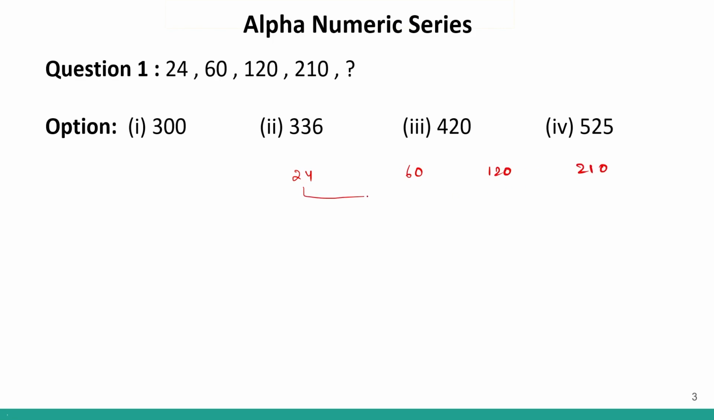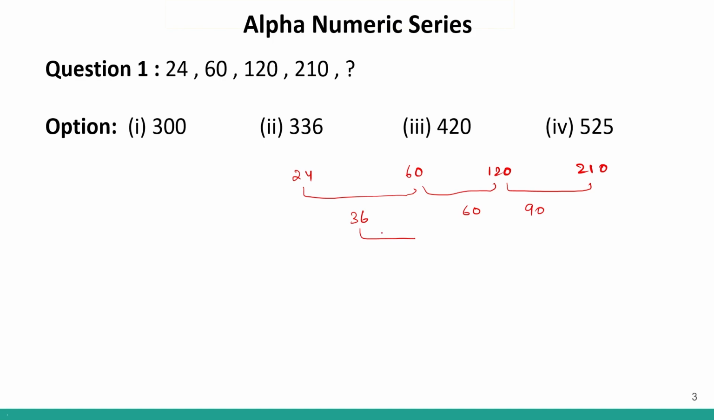So the difference over here between 24 and 60 is 36. Correct? The difference over here is 60. And the difference I can see over here is 90. Correct? Now I have told you that whenever you see questions like this, we try to solve them at the lowest level. So we can find the common logic that is being used.